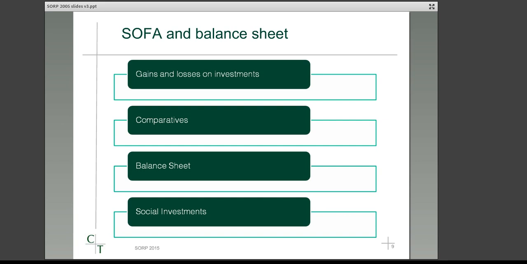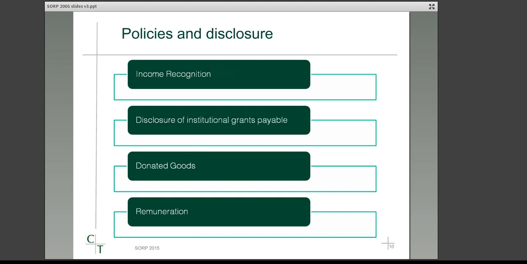So we've looked at the SOFA, we've looked at the balance sheet, and we'll now consider some changes to accounting policies and other disclosure points. First of these relates to income recognition. Now, previously you had to meet 3 criteria in order to take income into your accounts, and the first of these criteria was that you had to be entitled to the income. The next one was that you had to be able to measure it reliably. And the final one was that the income had to be virtually certain. Well, under the new SORPs, this virtually certain criteria has been replaced with the word probable.